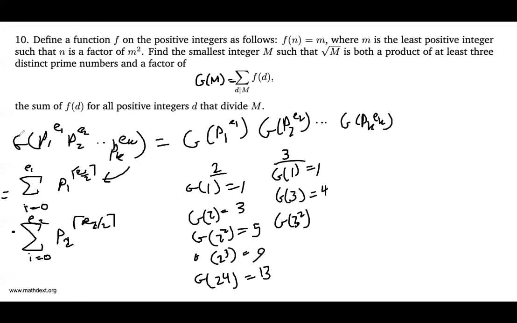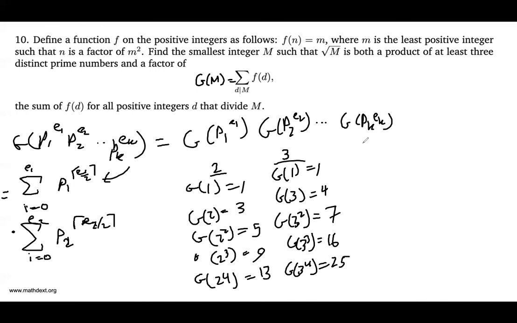And because g is closed under multiplication, this is just going to work if we look at each prime individually. G of 3 cubed is 16. G of 3 to the power 4 is 25, so on and so forth. All right.